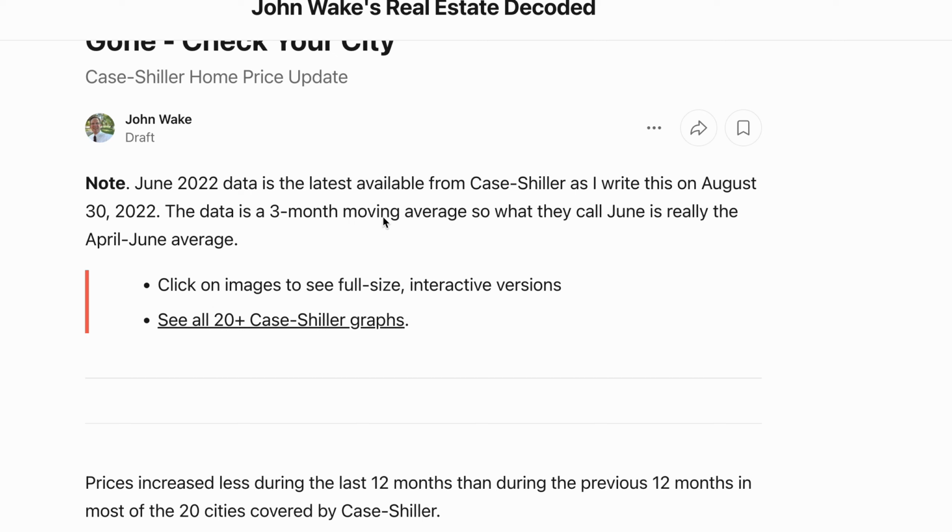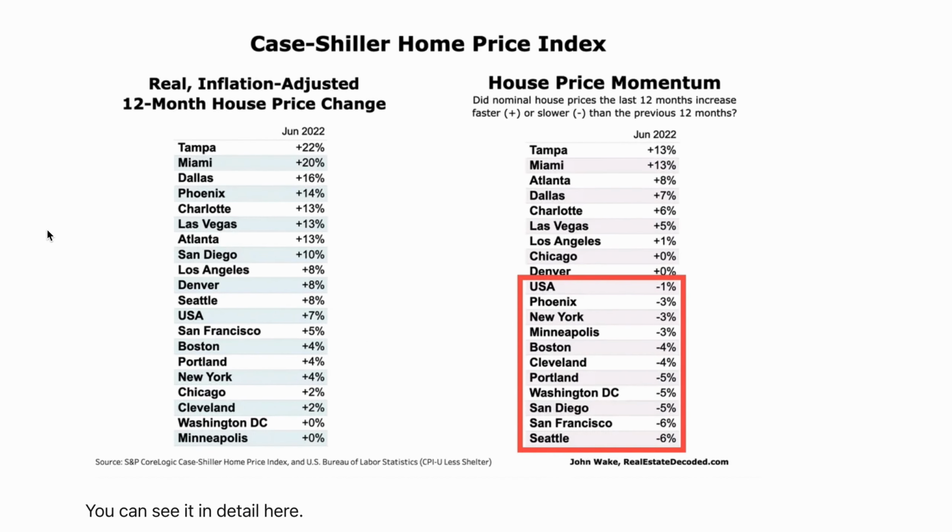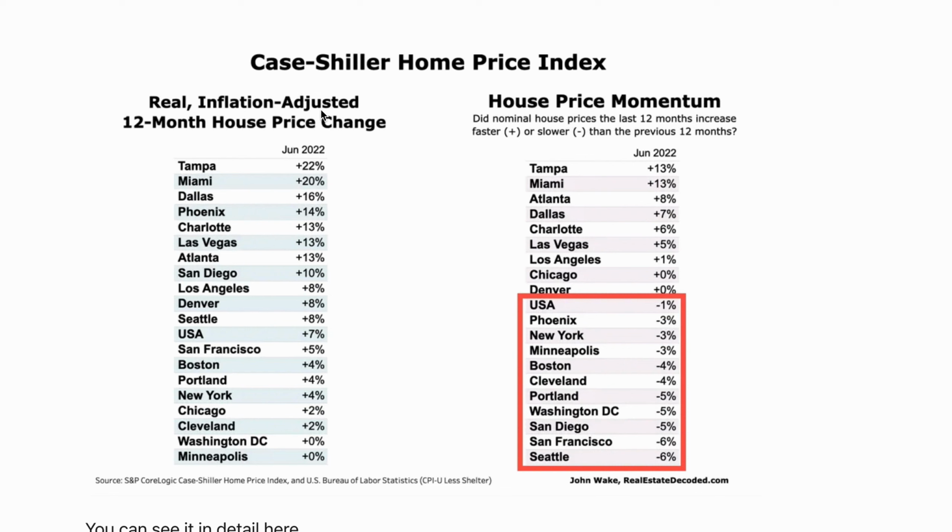So what they're calling the latest data that I'm putting out now is June, but it's really April, May, June. So it's really kind of the May data. So it's really old when the market is changing really fast, but it has some good insights here, which we'll cover now. Here's looking at the momentum. This is looking at the 12-month, how much prices went up the last 12 months versus the previous 12 months. And you can see most of the cities have lost some momentum now.